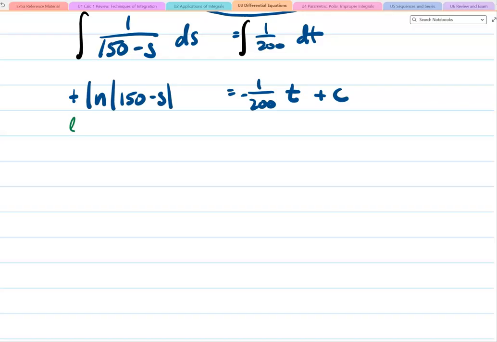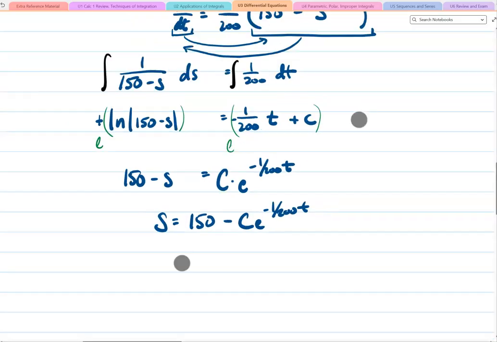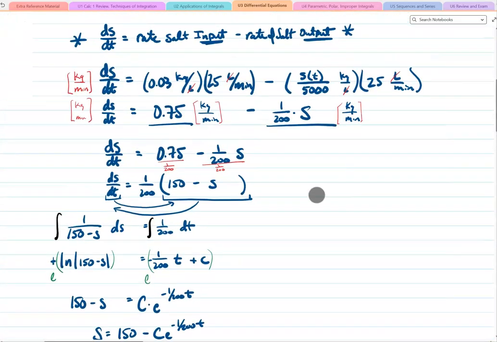I will use the base of e raised to this exponent to eliminate my natural log. So now we have 150 minus S is equal to C times e to the negative 1 over 200 t. That looks pretty good. And then if we're trying to get S by itself, then S would be equal to 150 minus C e to the negative 1 over 200th t. All right, so now we have a general solution to the problem.